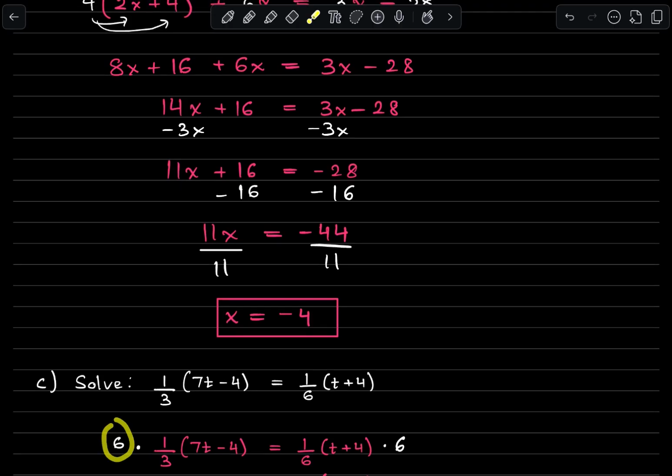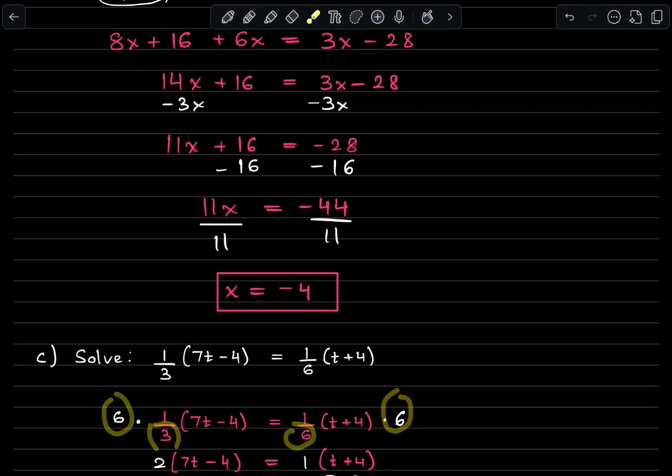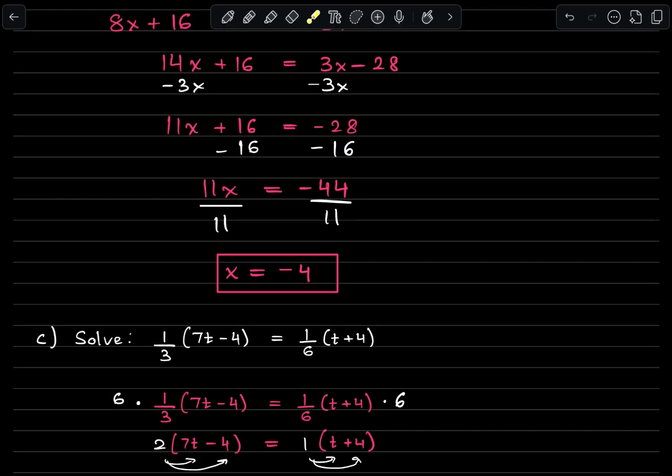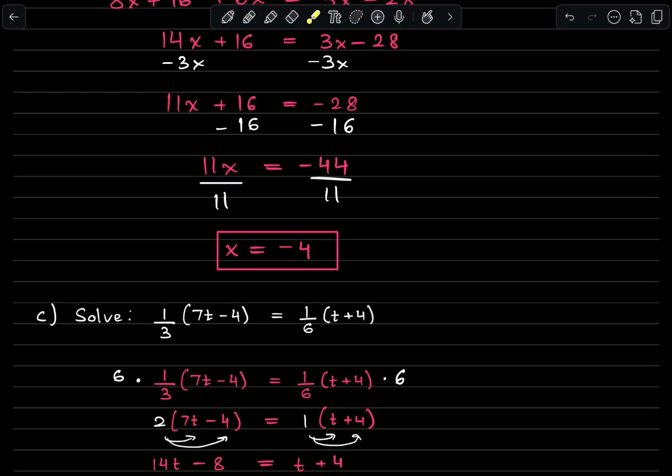So we've got 6 over here divided by 3 and 6 over here divided by 6. So on the left side, we'll be left with just a 2. On the right side, just a 1. We go ahead and we distribute those values. We'll have 14t minus 8 on the left is equal to t plus 4 on the right.